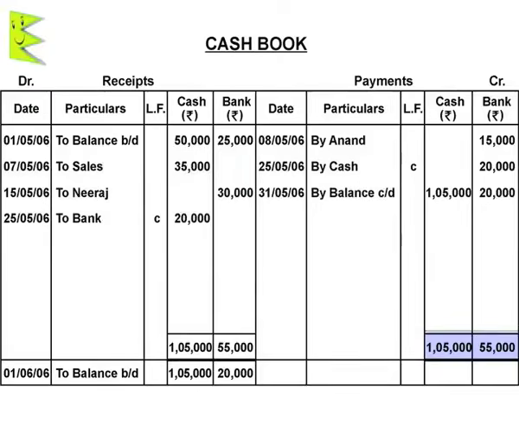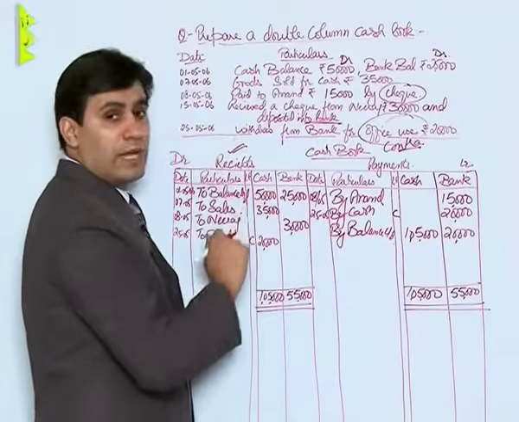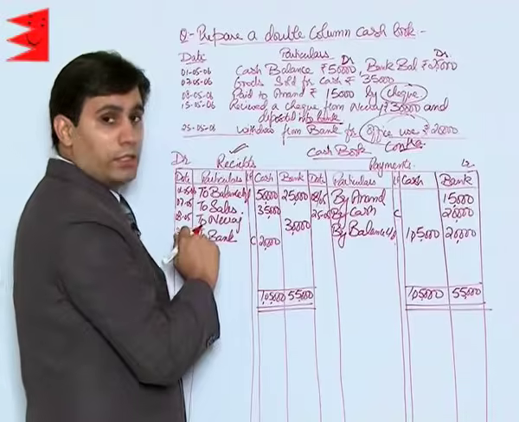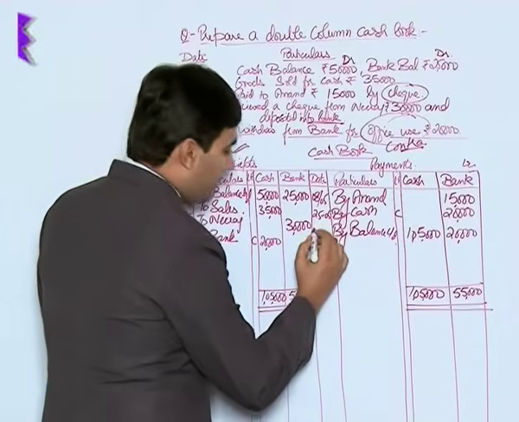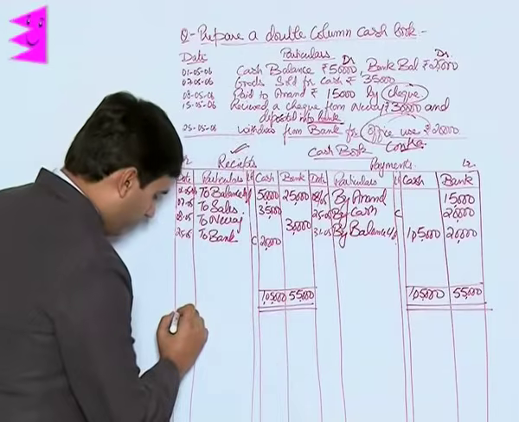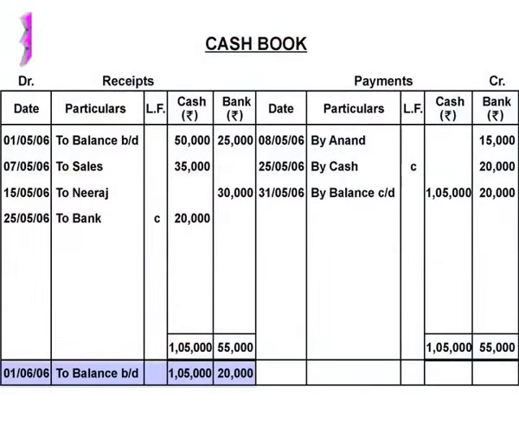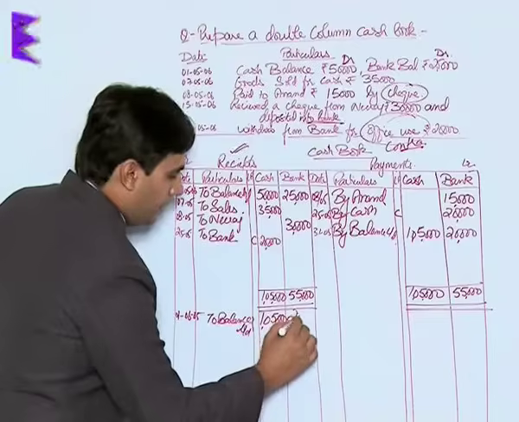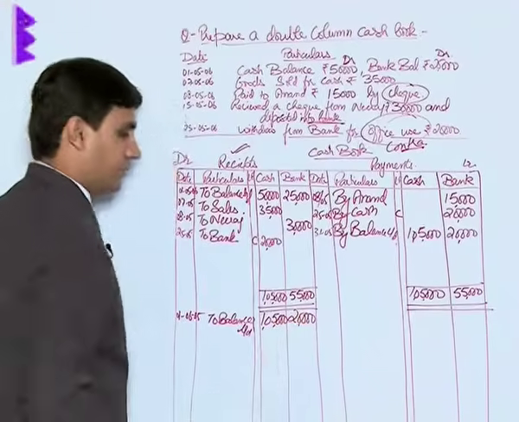Now again, since no date is there, we'll assume that this is for the month of May only. So for the month of May, the last date is 31st May. Then in the beginning would be 1st June 2005, and it would be to balance brought down 1,05,000 and 20,000.